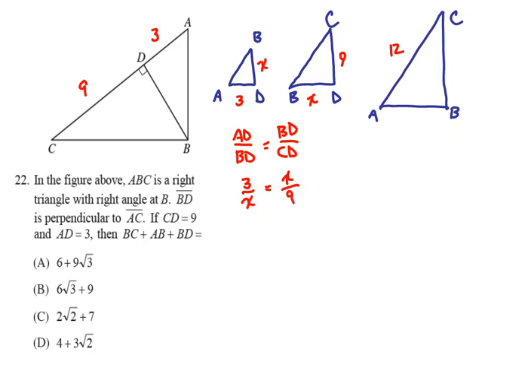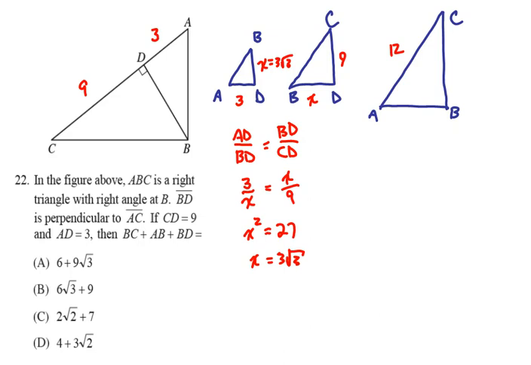But we still solve it the same way. We cross multiply. We get x squared is equal to 27. And x would be equal to 3 times the square root of 3. Now if we wanted to, we could calculate side AB because we will need it. We're looking for three things. We're looking for BC plus AB plus BD.